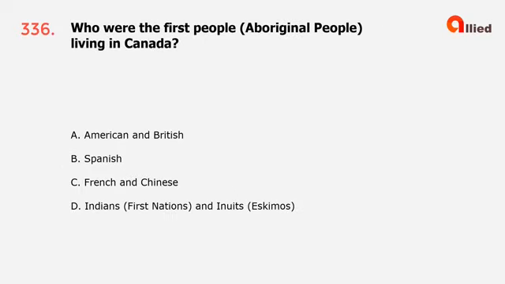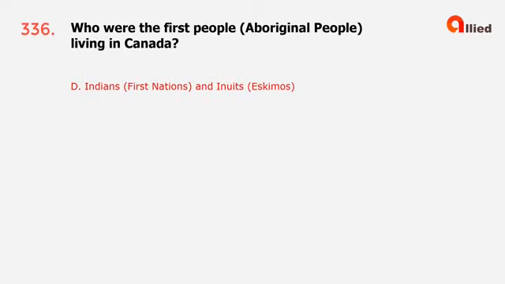Question 336. Who were the first people, Aboriginal people, living in Canada? A. American and British. B. Spanish. C. French and Chinese. D. Indians, First Nations and Inuits, Eskimos. The answer is D. Indians, First Nations and Inuits, Eskimos.